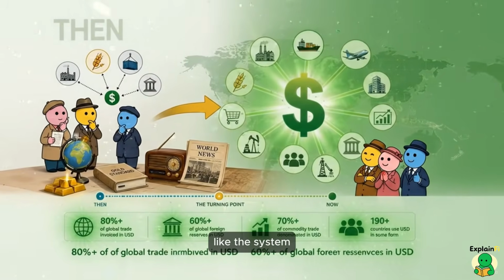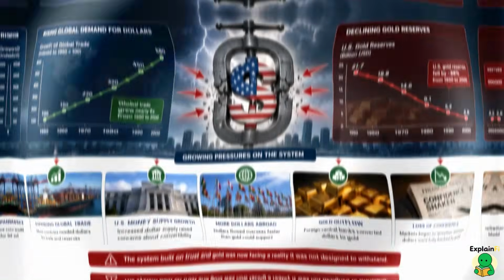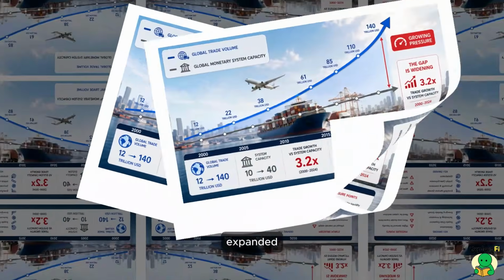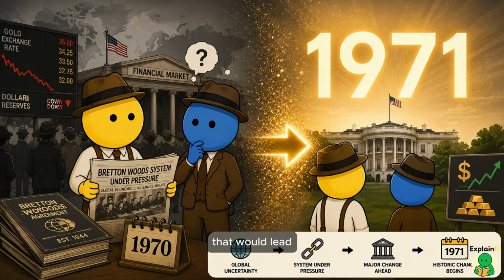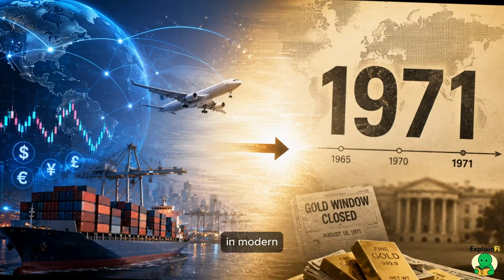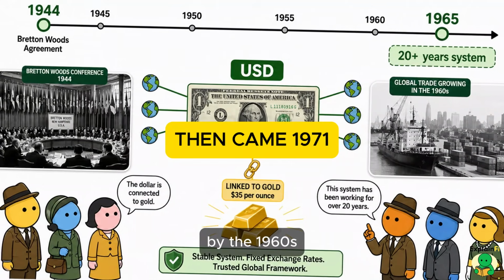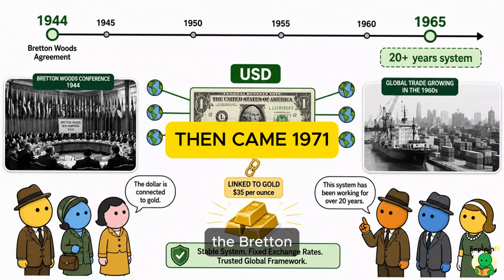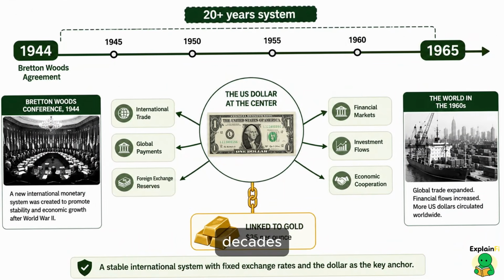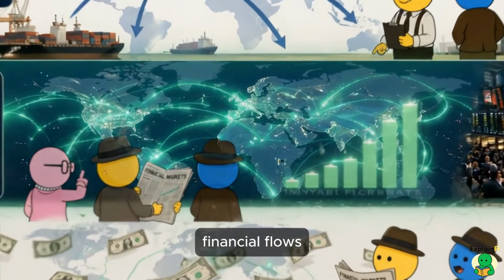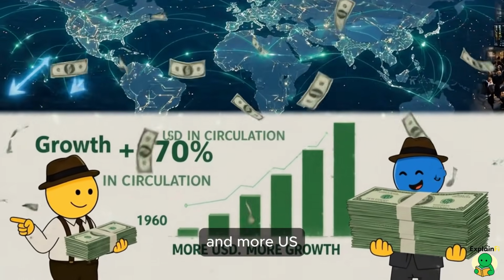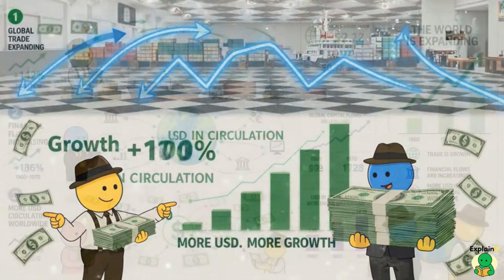But over time, the system began to face new pressures. Because as global trade expanded, the system itself had to evolve again. And that would lead on to one of the biggest changes in modern financial history. By the 1960s, the Bretton Woods system had been in place for over 2 decades. Global trade was expanding, financial flows were increasing, and more US dollars were circulating worldwide.